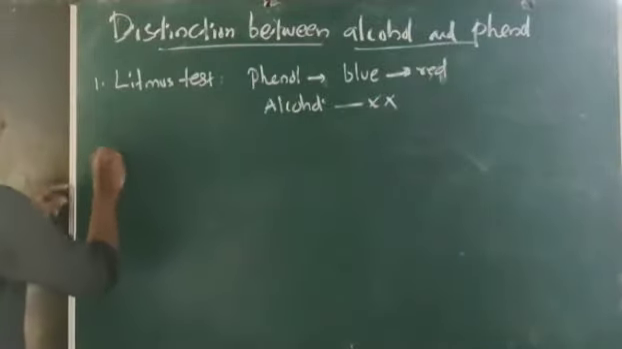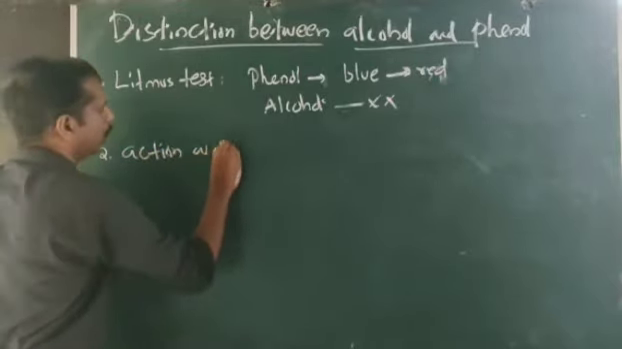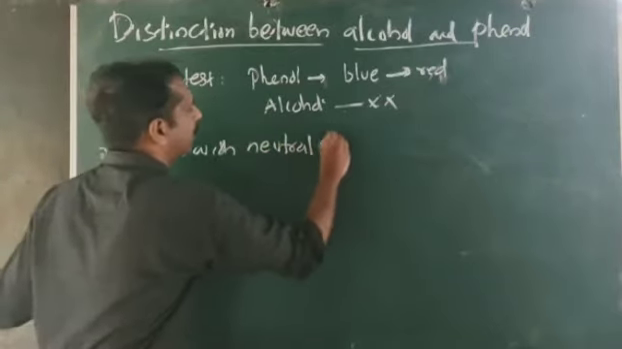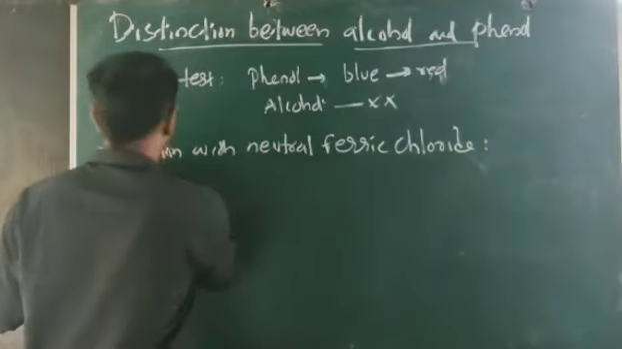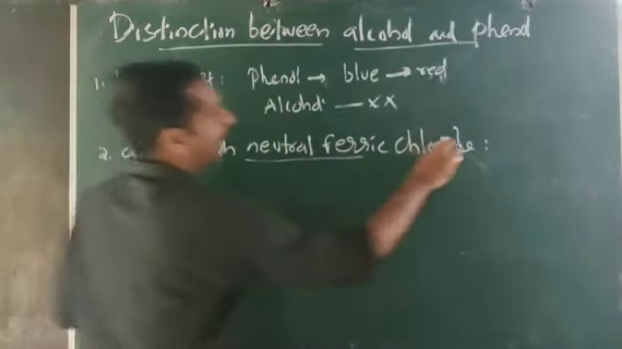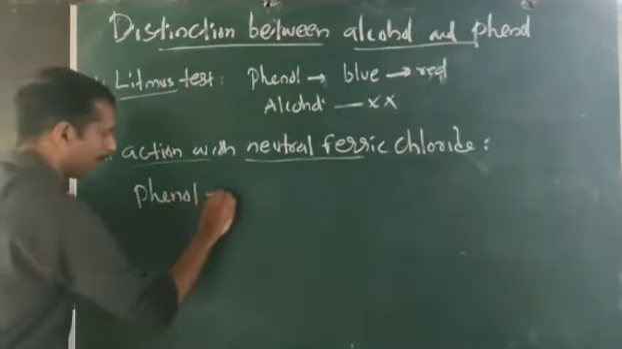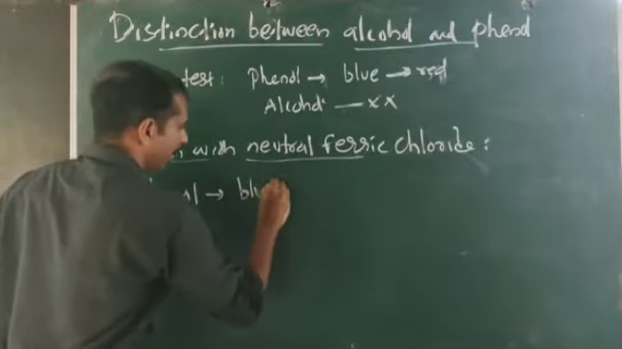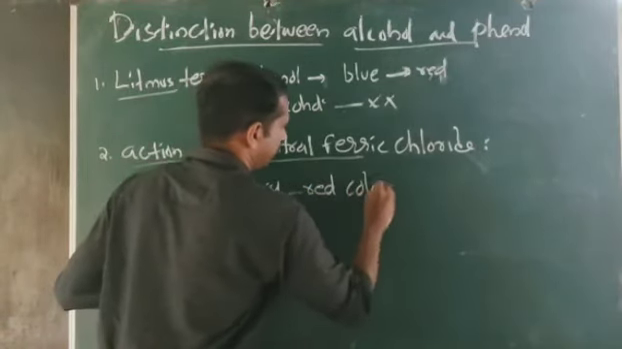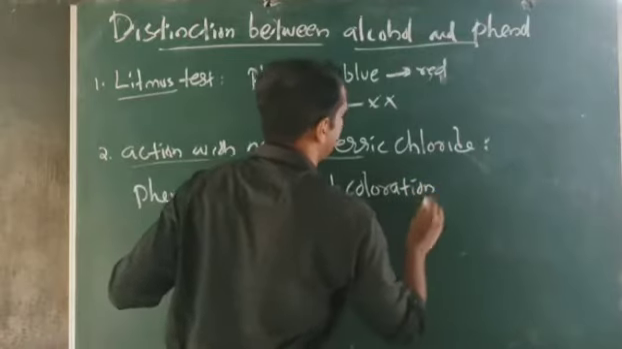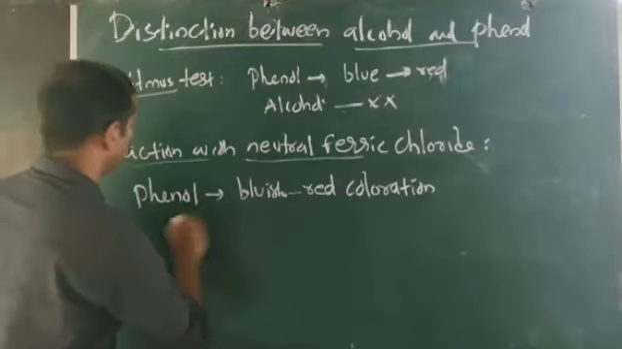Second reaction is the reaction with neutral ferric chloride. Phenol will give a bluish red coloration with neutral ferric chloride due to the formation of a complex, but alcohols do not.